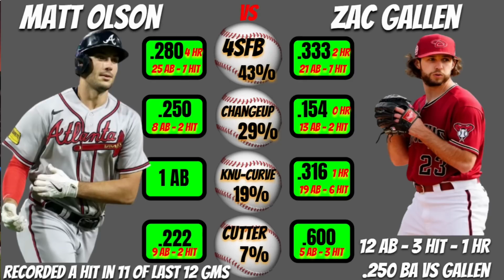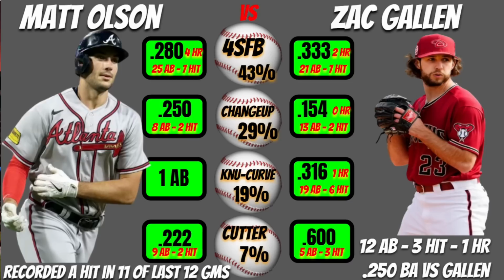Then the changeup, about 29% of the time Gallen throws that. Olsen, a .250 batting average. Then the knuckle curve about 19% of the time. Olsen only has 1 at bat against that, so it's a little bit of a wild card with that pitch. And then the cutter, which should be very insignificant in this matchup. Gallen only throws it about 7% of the time. So I'm fine with Olsen only hitting that at a .222 rate on a very small sample size anyways, only 9 at bats.